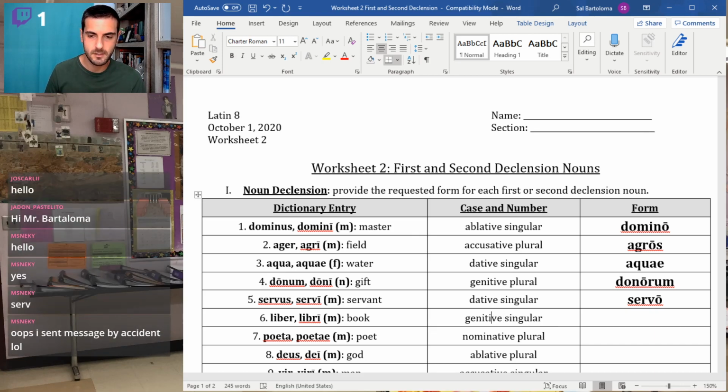Liber, libri. Oh, that's okay. Libri is second declension. Okay, we have to make sure we get the stem right, so we go to the genitive. But this one is just asking us for the genitive, so the work is already done for us, right? It's already there. Stem is libr, and then we add our i. Okay, for second.